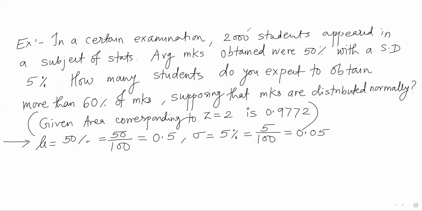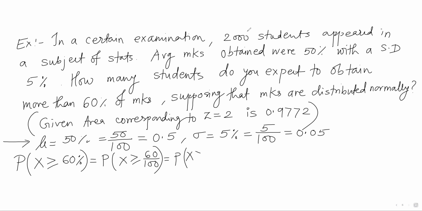Now what do I have to find out? I have to find the students getting more than 60% marks. Here marks is nothing but your random variable x. We want the probability for x greater than or equal to 60%. That means the probability for x greater than or equal to 60 by 100, which is 0.6. This is our random variable.